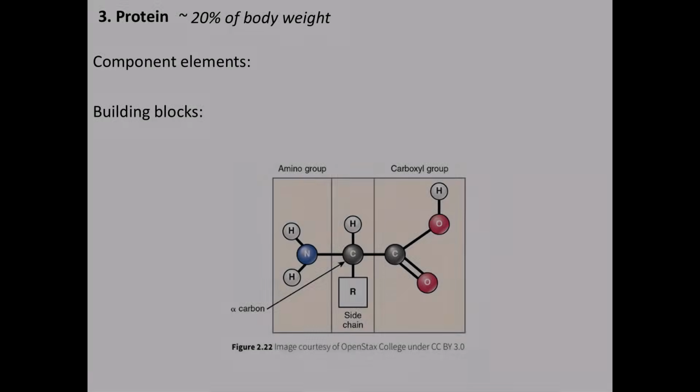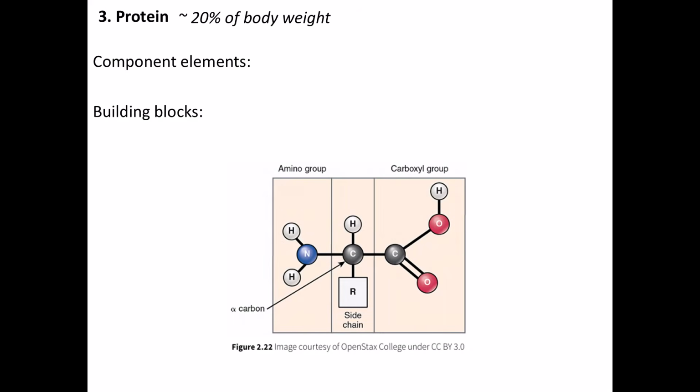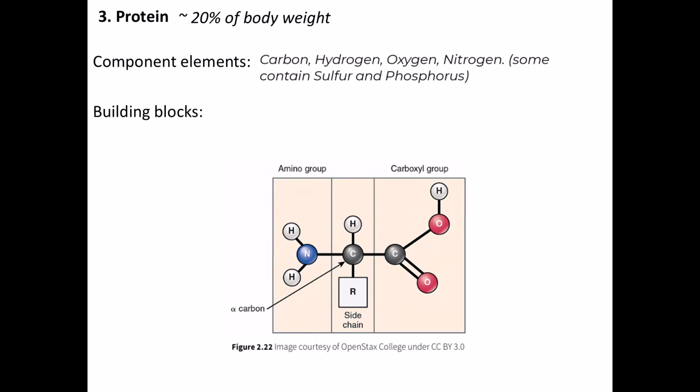The next class of organic molecules are proteins. Proteins make up about 20% of our body weight. They are the most abundant of organic molecules in our body. The component elements are carbon, hydrogen, oxygen, and nitrogen. Some proteins also contain sulfur and phosphorus.